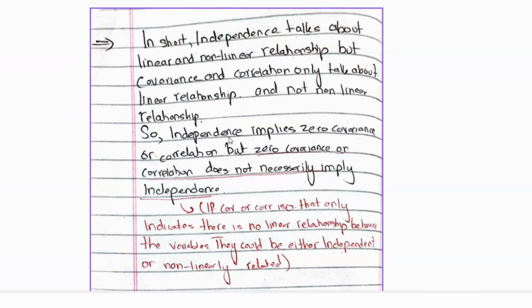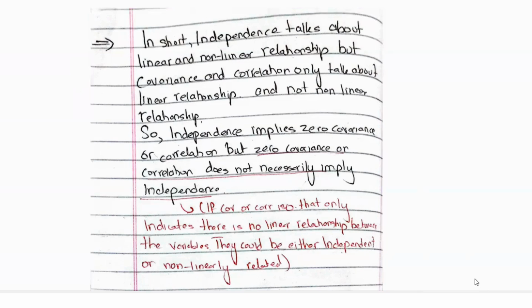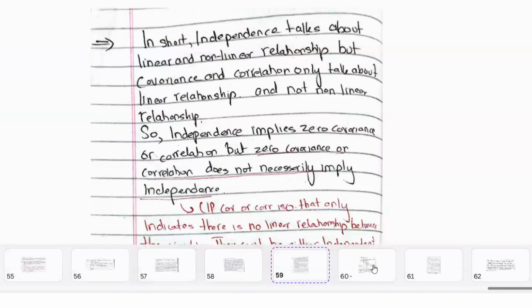So it's important to keep in mind independence does imply zero covariance because it's a stronger concept, but zero covariance does not imply independence, because independence requires there to be no linear relationship and no non-linear relationship. And covariance doesn't tell us anything about non-linear relationship. A zero covariance simply means there's no linear relationship. It may be they are independent, or it might be they're non-linearly related.